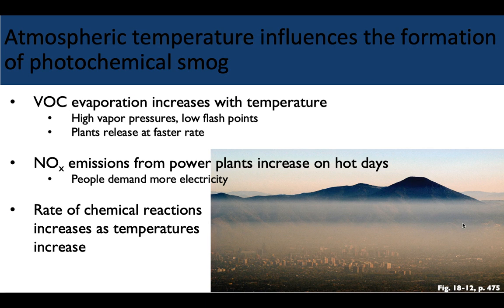Atmospheric temperature does influence the formation of photochemical smog. VOC evaporation increases with temperature. The higher the vapor pressures, the lower the flash points, and the plants release at a faster rate. Nitrogen oxide emissions from power plants increase on hot days because people are demanding more electricity. And the rate of chemical reactions increases as temperatures increase, which we hopefully remember from chemistry.